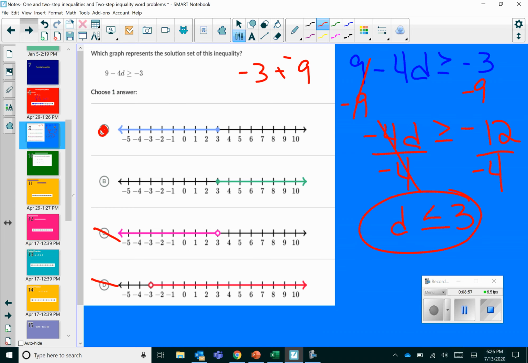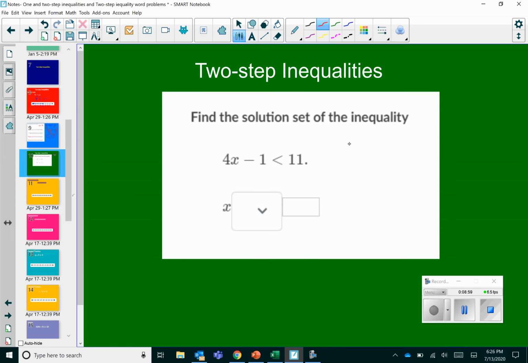Okay, let's keep going. Try another one. All right, so we've got 4x minus 1 is less than 11. So our first step here would be to add 1 on both sides. That's going to leave me with 4x is less than 12. And then to solve, we would just divide both sides by 4, leaving me with x is less than 3.